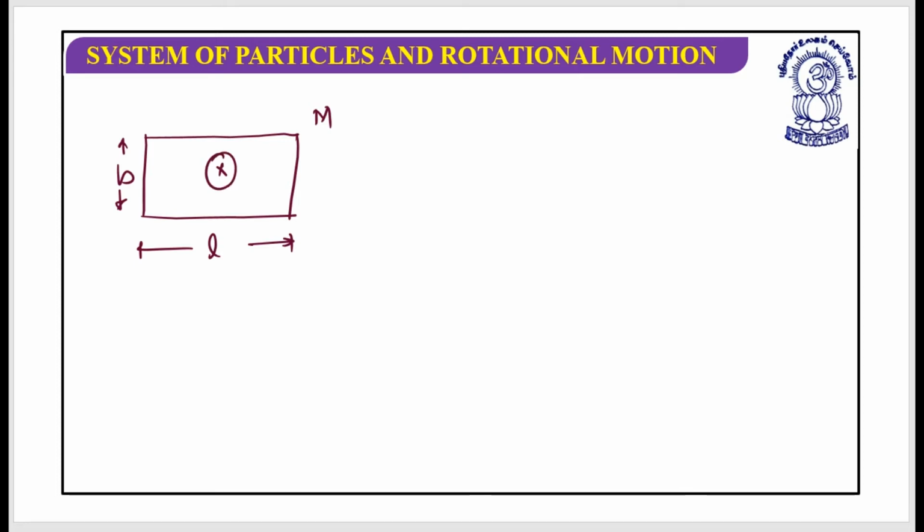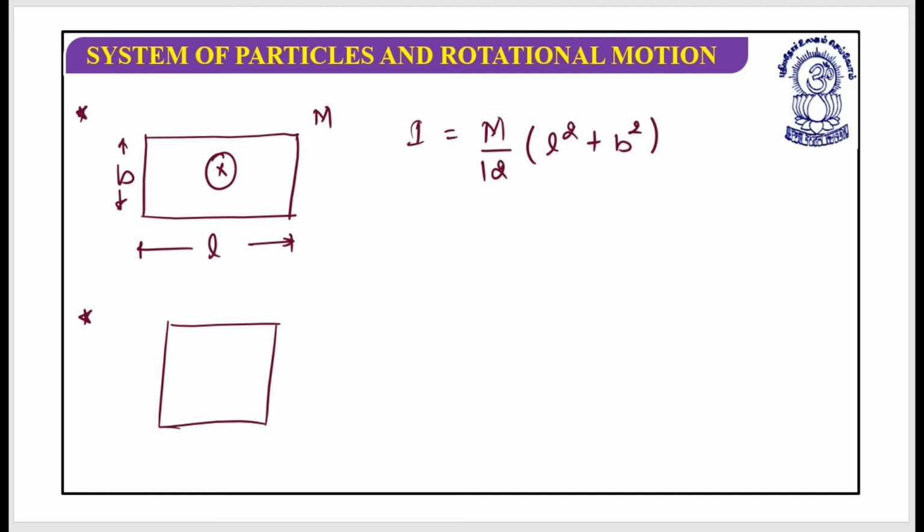It's about the axis perpendicular to the plane containing the rectangular plate. So its moment of inertia will be given as m by 12 into bracket l square plus b square. That is the first case. Next case is the square plate. This is l, this is l. Its mass is m, and the rotational axis passes through here.